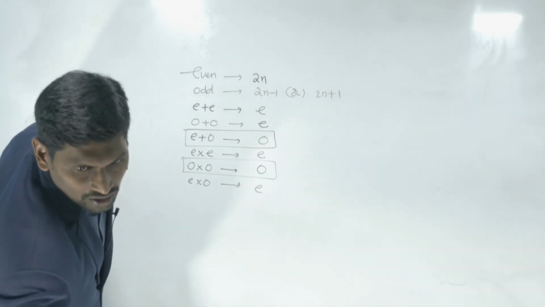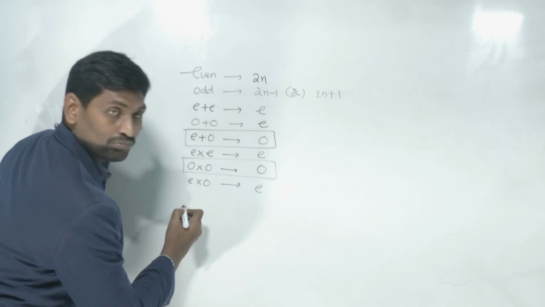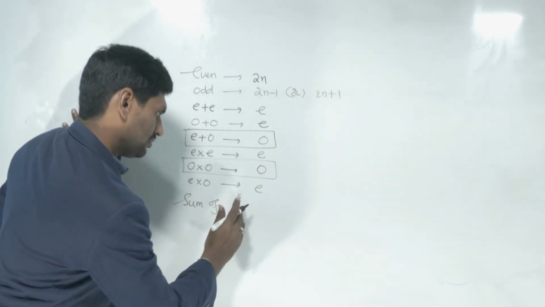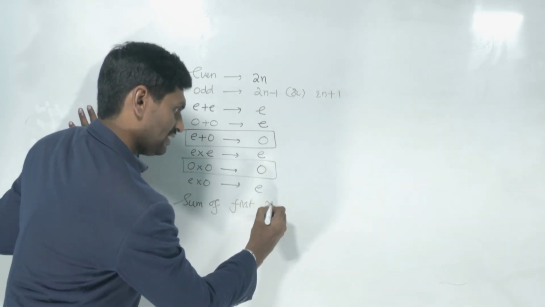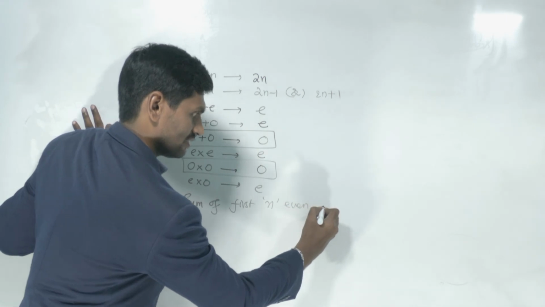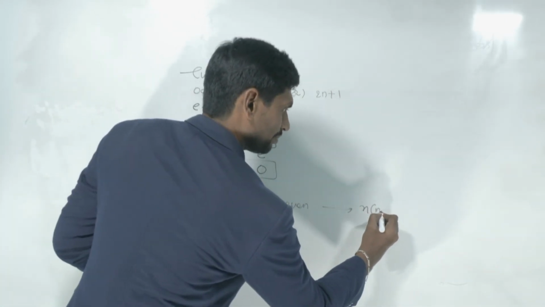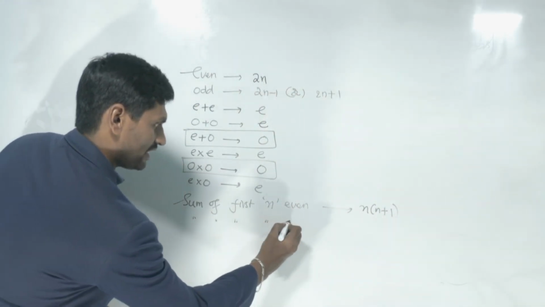Now, coming to the last 2 points. Sum of first n even numbers, formula: n into n plus 1. Same way, sum of first n odd numbers is n square.